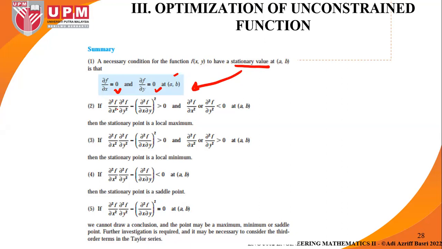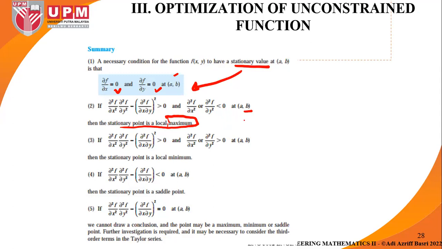Okay, you need to test with this equation, which is your second derivative of x times second derivative of y minus the derivative of x and y squared is higher than 0. That is the first condition, and if the second derivative of x or second derivative of y is below 0 at a, b, we call it a stationary point too, and we call it a local maximum.